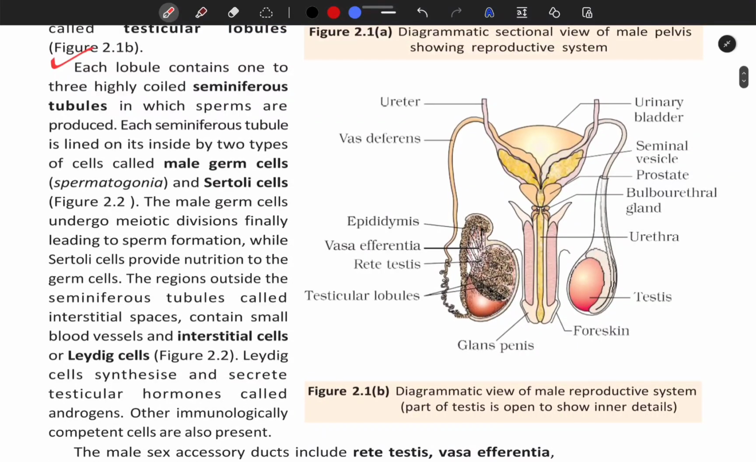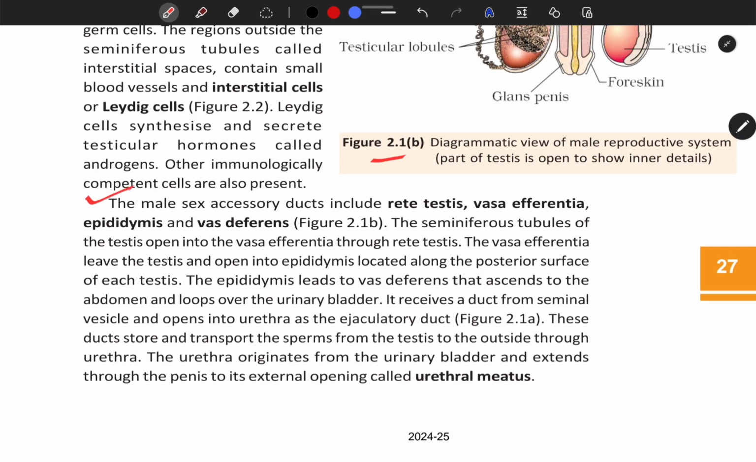Figure 2.1b shows a diagrammatic view of male reproductive system. Parts of testis are open to show inner details. The male sex accessory ducts include rete testis, vasa efferentia, epididymis, and vas deferens. The seminiferous tubules of the testes open into the vasa efferentia through the rete testis. The vasa efferentia leave the testes and open into epididymis located along the posterior surface of each testis. The epididymis leads to vas deferens that ascends to the abdomen and loops over the urinary bladder.